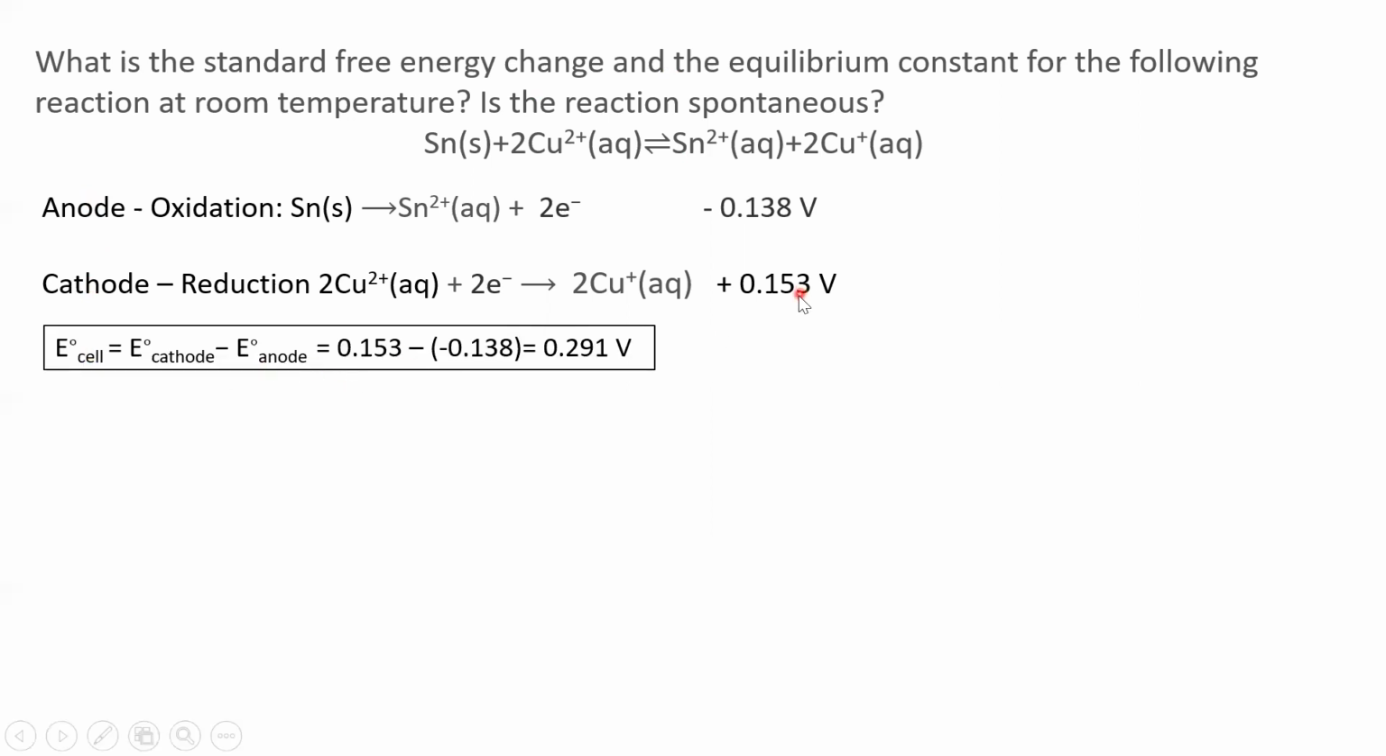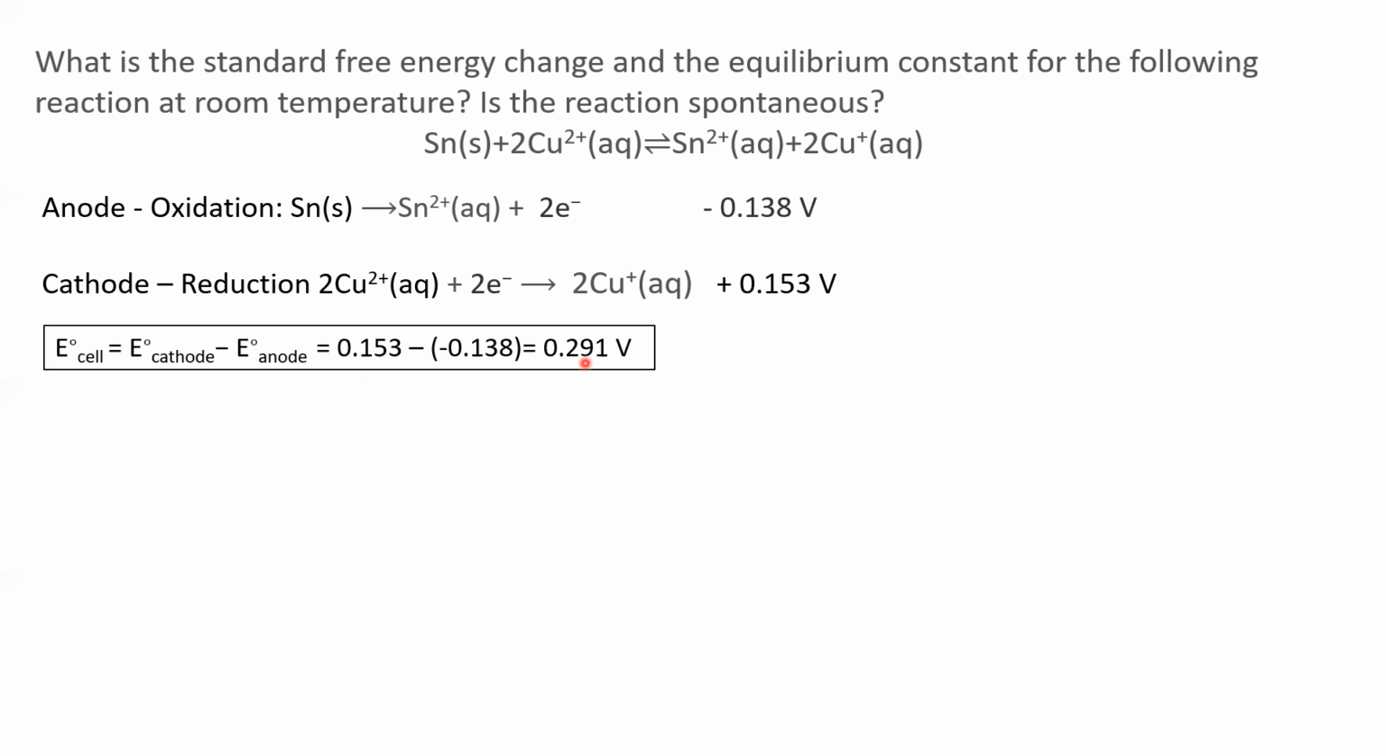So the cathode is 0.153. The anode is negative 0.138. So 0.153 minus negative 0.138 gives us positive 0.291.